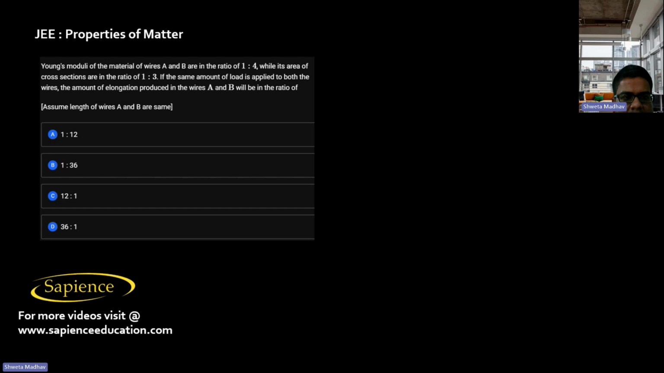It is told Young's moduli of the material of wires A and B are in the ratio 1:4, while their areas of cross section are in the ratio 1:3. If the same amount of load is applied to both the wires, the amount of elongations produced in wires A and B will be in the ratio?